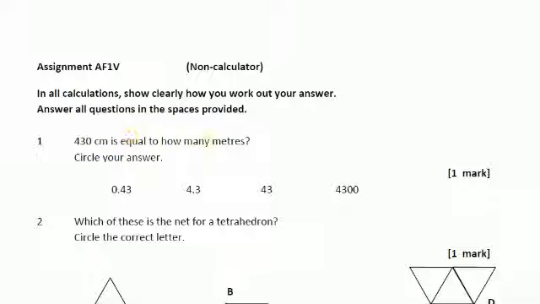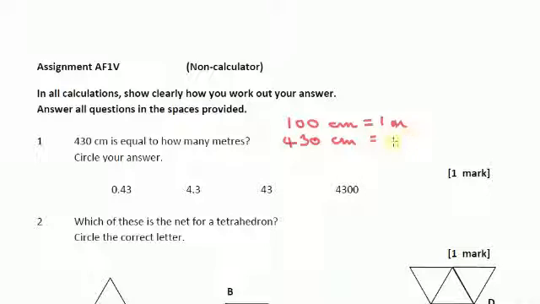So centimeters, convert it into meters. What do we know about centimeters and meters? 100 centimeters, you have to know this, is equal to 1 meter. So therefore, if we want to try and work out 430 centimeters, then we have to work out how many hundreds there are in 430.